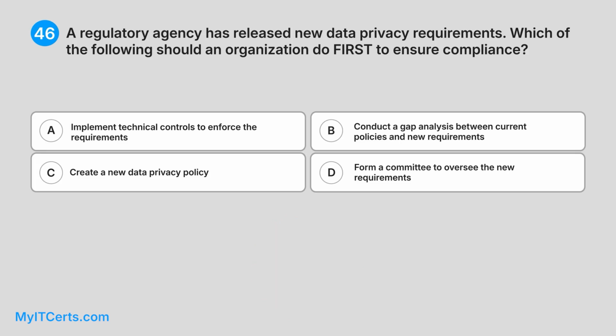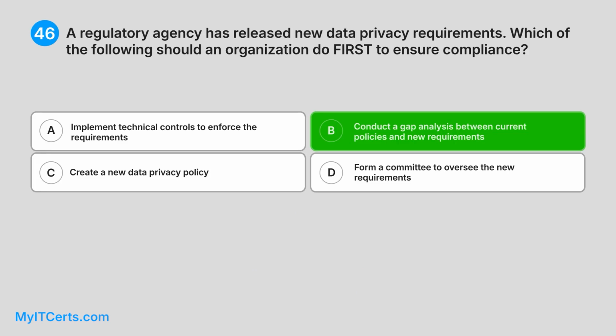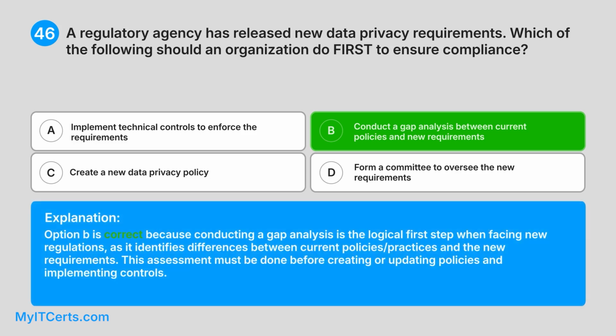Correct answer, B. Conduct a gap analysis between current policies and new requirements. Explanation. Option B is correct because conducting a gap analysis is the logical first step when facing new regulations, as it identifies differences between current policies/practices and the new requirements. This assessment must be done before creating or updating policies and implementing controls.